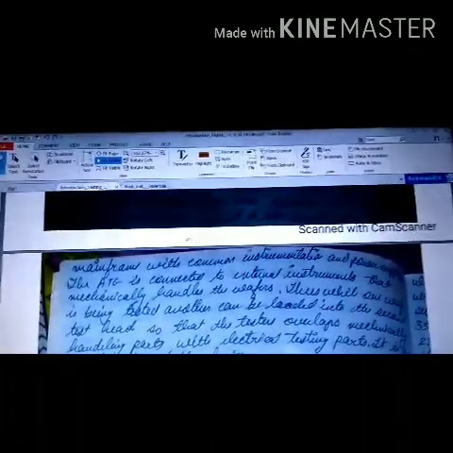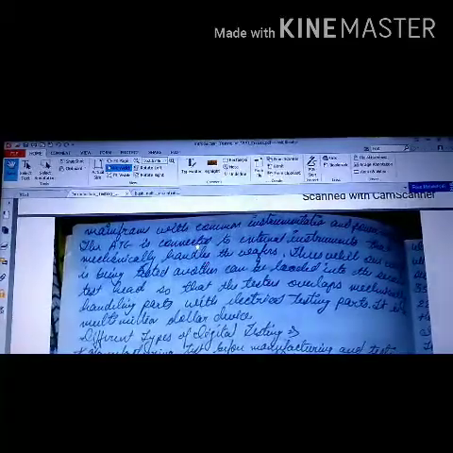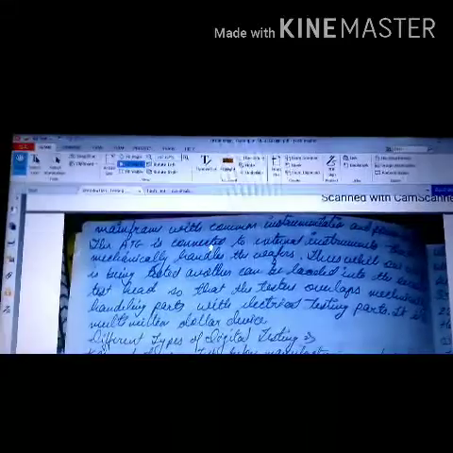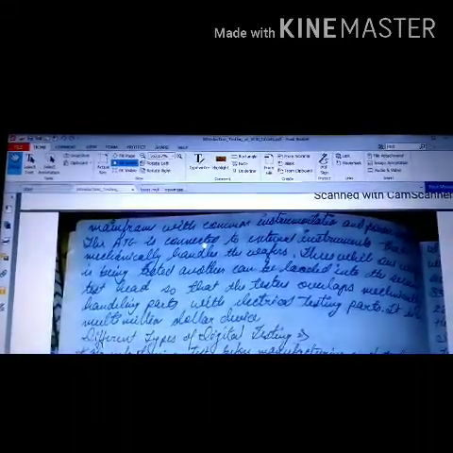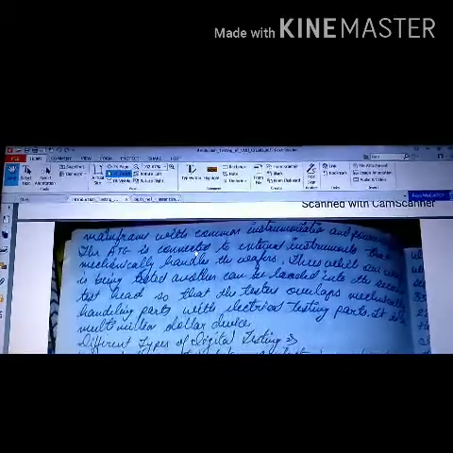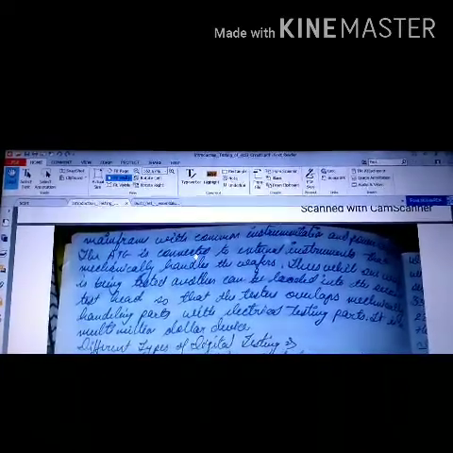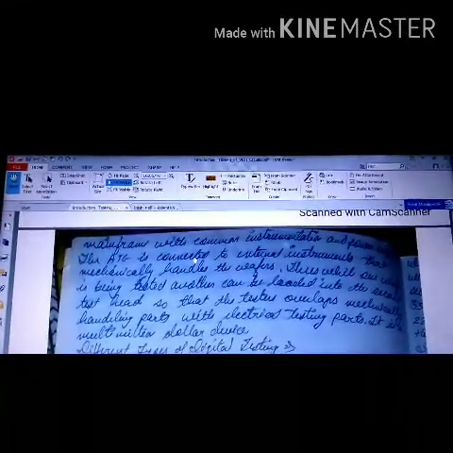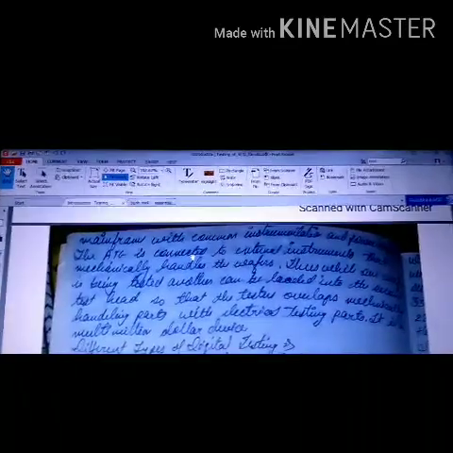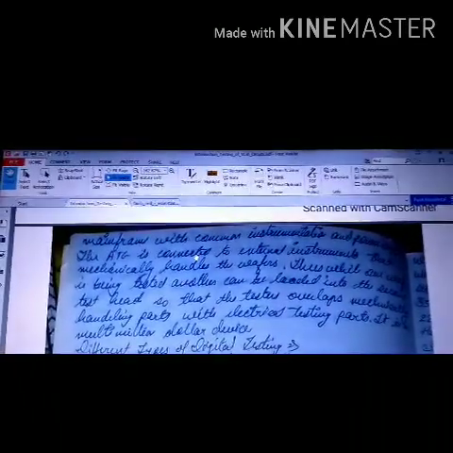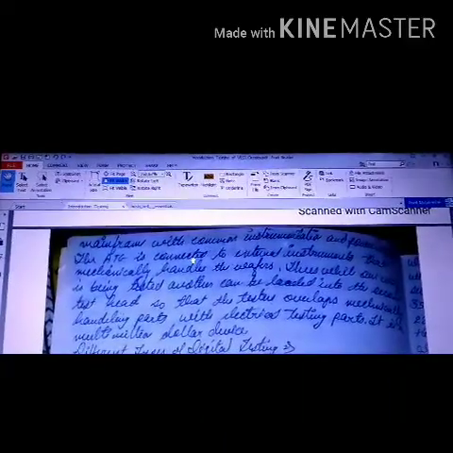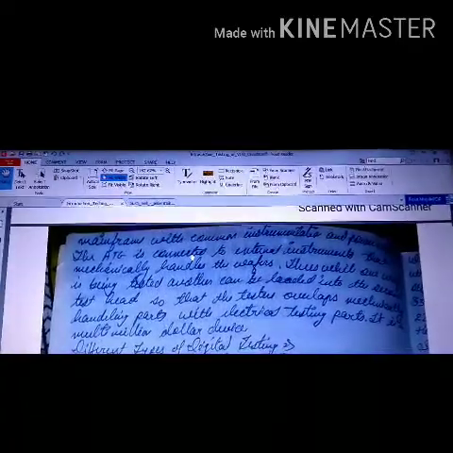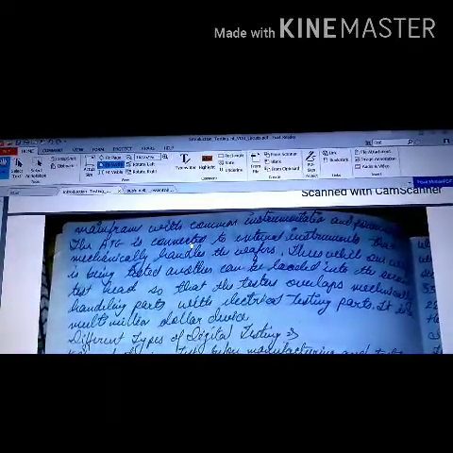The ATE is connected to external instruments that mechanically handle the wafer. Normally very little contact is maintained with these wafers, as they may require very specialized clean room technology, especially in VLSI. So the ATE is connected to an external instrument that mechanically handles the wafer. Thus, while one wafer is being tested, another can be loaded into the second test head, so that the tester overlaps mechanical handling parts with electronic testing parts. But it is a very expensive device, that is, it's a multi-million-dollar device.